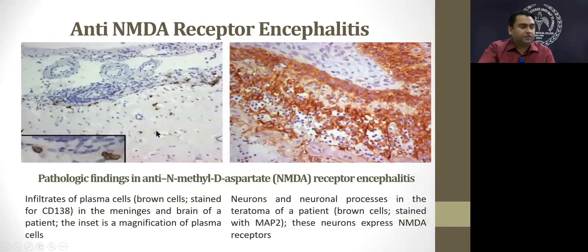The pathological findings on biopsy, here on autopsy, are plasma cell infiltrates in the brain and the meninges. And even in the teratoma, you may have cells with neuronal or glial elements, from the autopsy done on the ovarian teratoma.